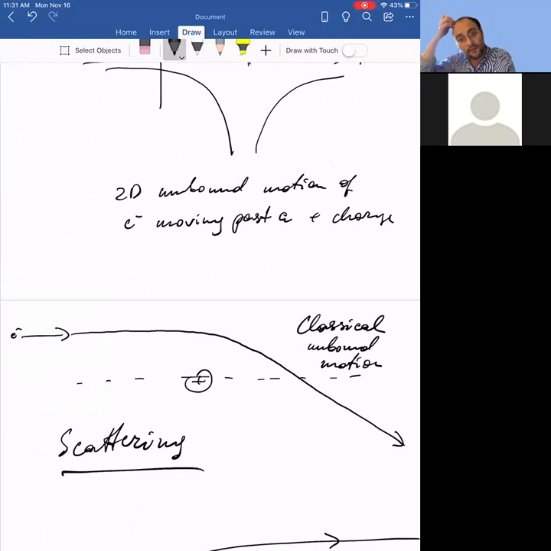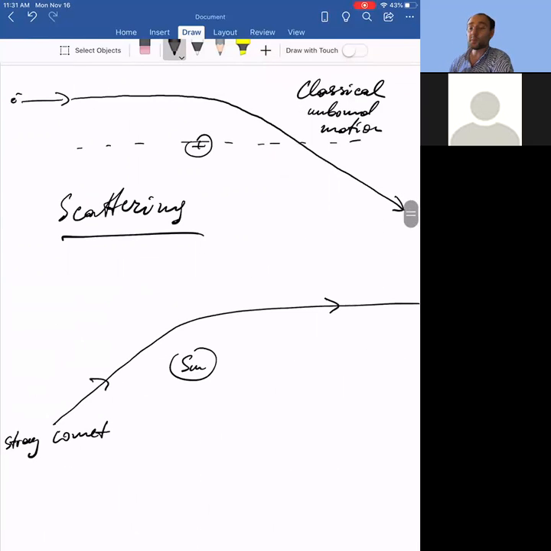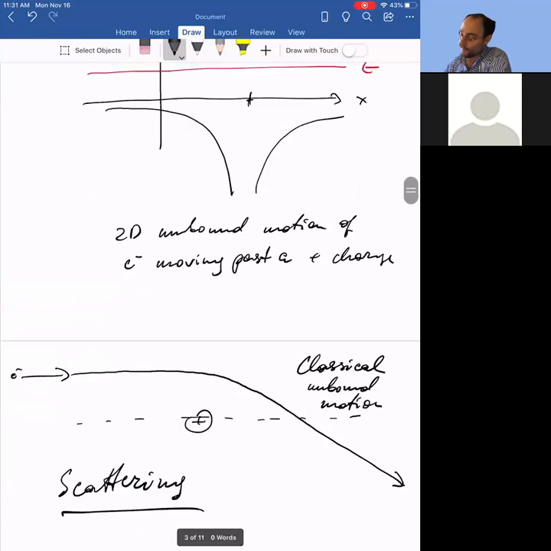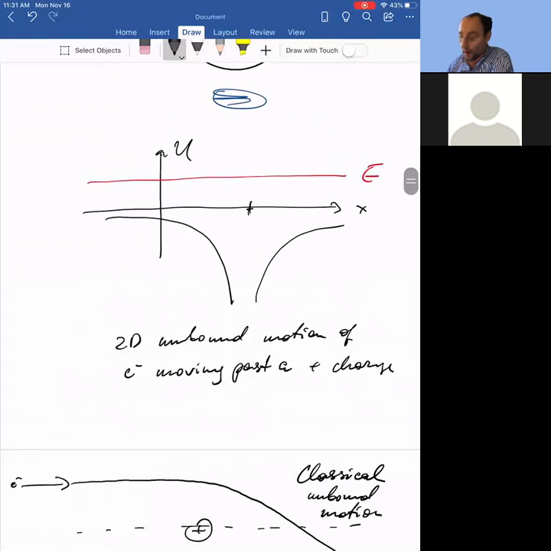And what I'm trying to emphasize is that this unbound motion is a scattering motion. So this is why when we go back to quantum mechanics, when we quantize this situation, when we ask ourselves what is a quantum solution for the case when the energy is greater than potential energy, we will call it a scattering state.